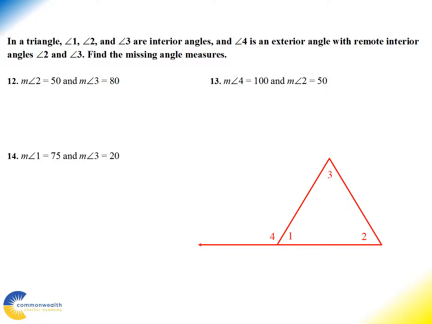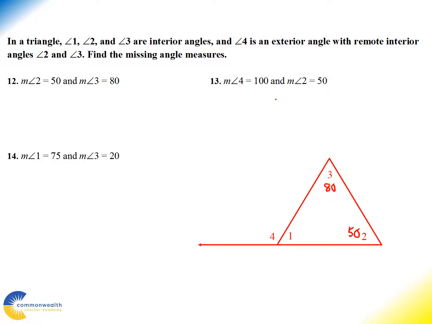So for number 12, we were told that the measure of angle 2 is 50, and the measure of angle 3 is 80. That's going to help us figure out some other things because I could find the measure of angle 1, for instance, by saying those three angles should total 180. I could find angle 4 right away because the remote interior angles should add up to be what angle 4 is.